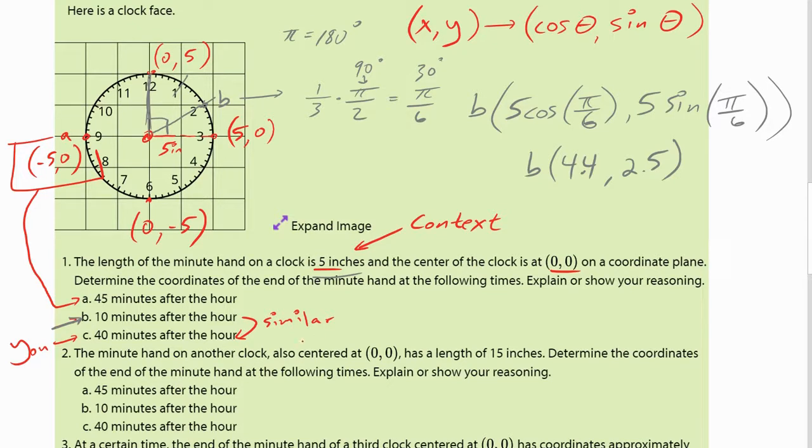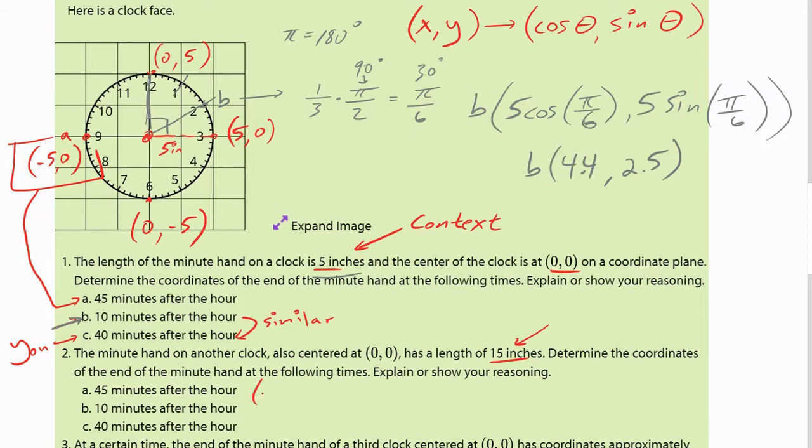All right, moving on to number 2. Now they're just changing the context. Do you guys see this? They're just changing the context. Everything else, question-wise, is the same. That's all that changed. Everything else is the same.